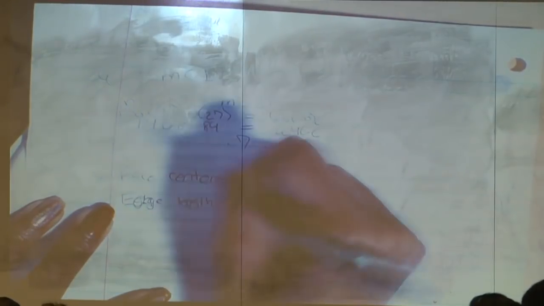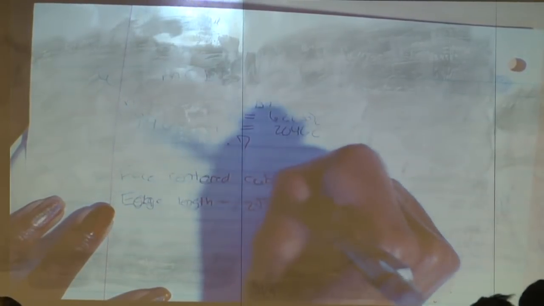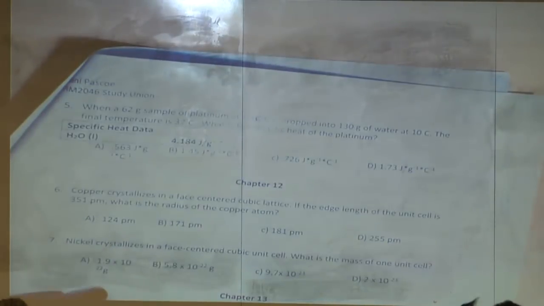All right. So the equation for the edge length for a face-centered cubic is 2 root 2 times the radius. So in this problem, we're given the edge length and we're looking for the radius. So we're just going to set it equal to this. We're going to have 351 equals 2 root 2 times r. So we're just going to divide by 2 root 2 to find what r is.